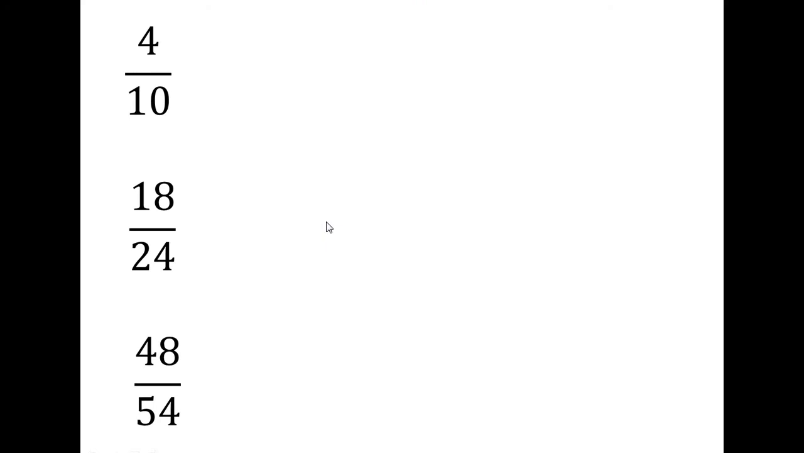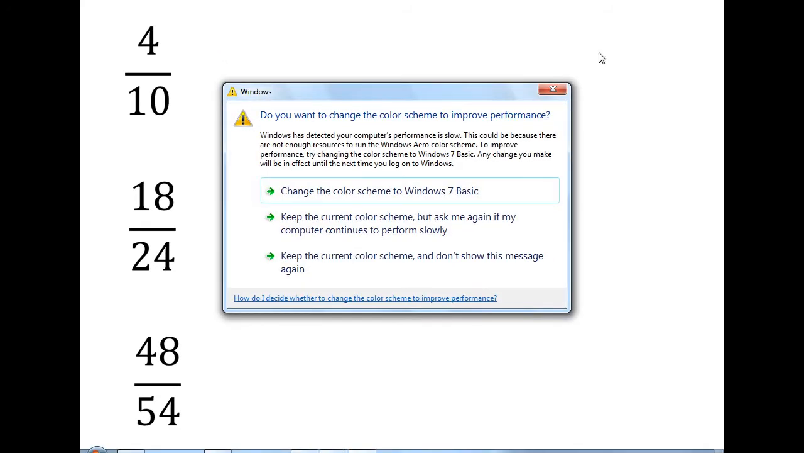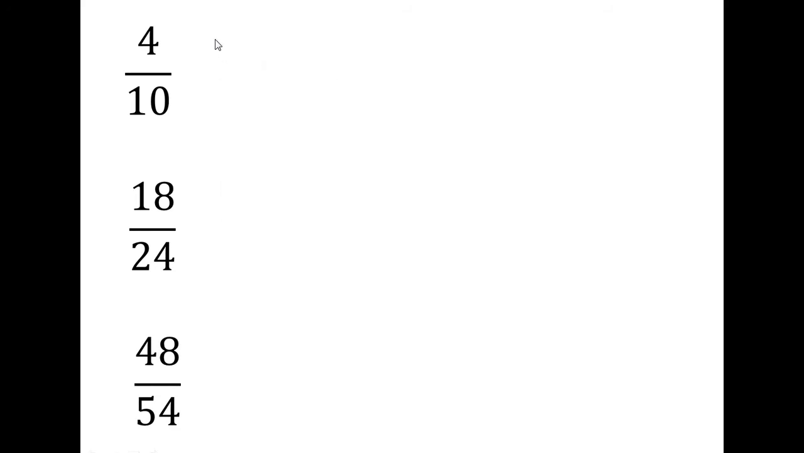Okay. Let's start with 4/10. The first step we're going to do is find the GCF, the greatest common factor. And the way we're going to do that is we're going to do our T-charts. So we have 4. And the factors here are 1 and 4 and 2 and 2. And we'll do a T-chart for 10. And 1 and 10 and 2 and 5.